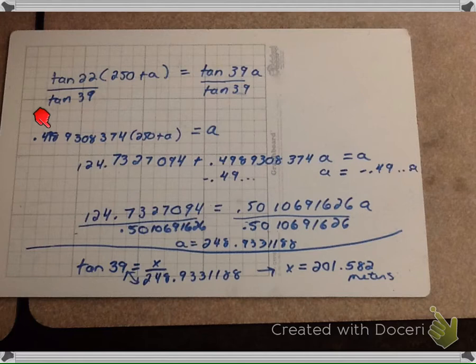0.4989308374. And then remember that I still have this 250 plus a. I haven't gotten rid of it yet. So now what I did is I distributed. I multiplied this times the 250, and then I also multiplied it times the a. This times this gives me 124.732709. Notice that I am not rounding.